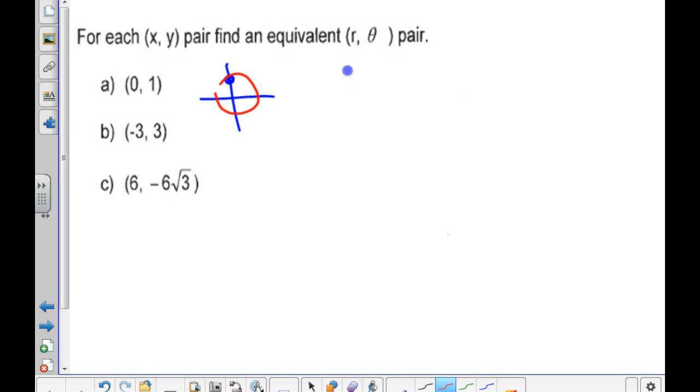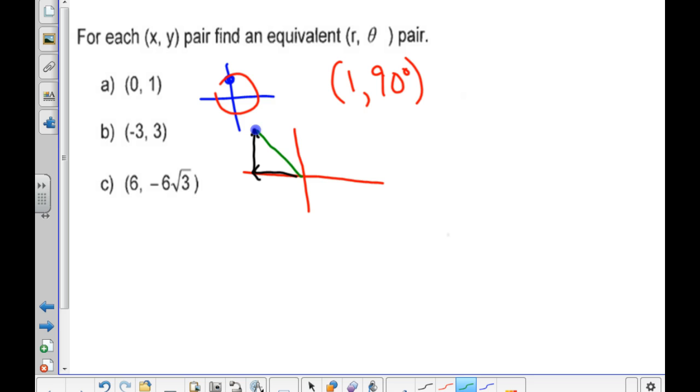I went out 1, and I went around 90 degrees, or pi over 2, or negative 270, lots of choices, right? Okay? Guys, this gets more complicated very quickly, so please be paying attention. Negative 3, positive 3, went left 3 and up 3, and I need to know r and theta to get me to that point right out there.